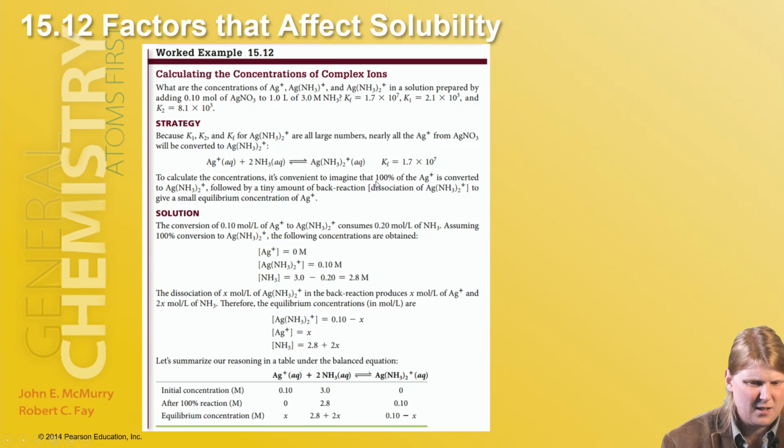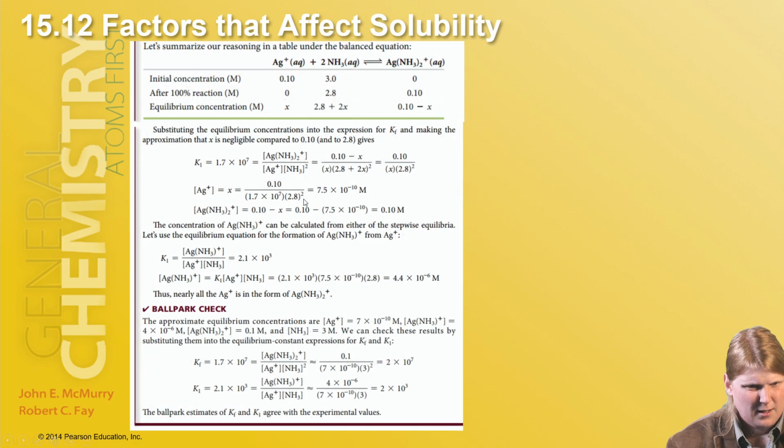To calculate the concentration, it's convenient to imagine that 100% of the Ag+ is converted. Well, it is, but it's not. It's a very large number, but we're going to have to make that assumption here. So we make that assumption, that subtracts out the silver, and then it converts over to here as well. So we get this. We set up our equilibrium concentration expression, and then we're able to actually solve for K1 by plugging those in, coming back out and calculating a new silver concentration based on that after this equilibrium change.